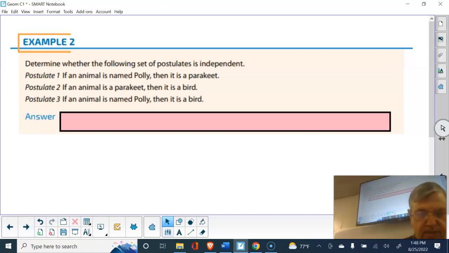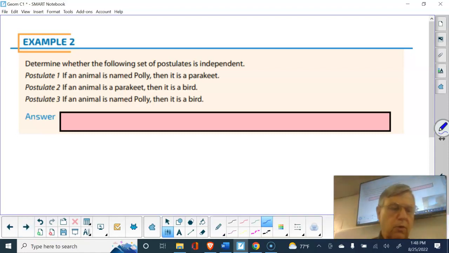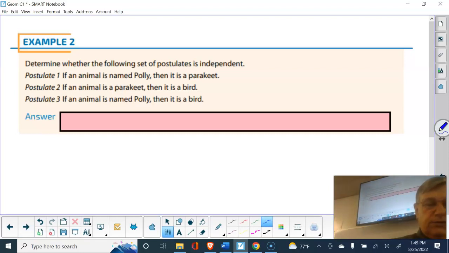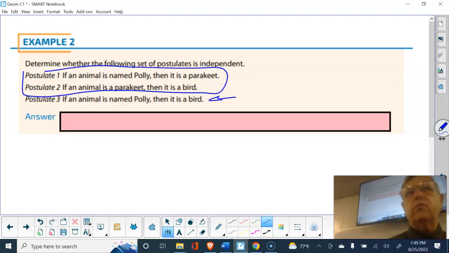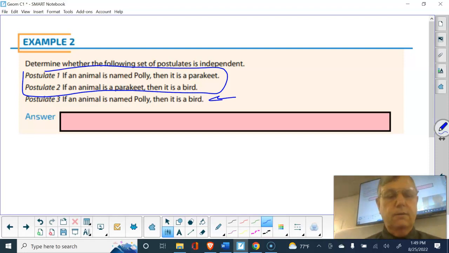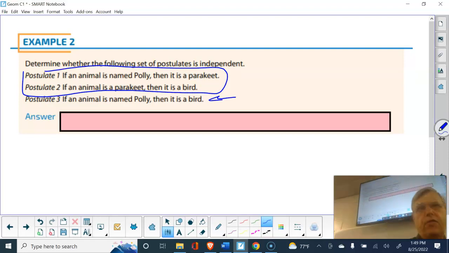I'll look at the answer in a minute. I'm not sure exactly what it's going to say, but we'll look. If an animal is named Polly, then it's a parakeet. And if a parakeet is a bird, then from these two, we already know the third one. So there's no need for the third one. Because the first one said, if you got Polly, it's a parakeet. And the second one said, every parakeet's a bird. So therefore, we don't need a postulate that says Polly is a bird.